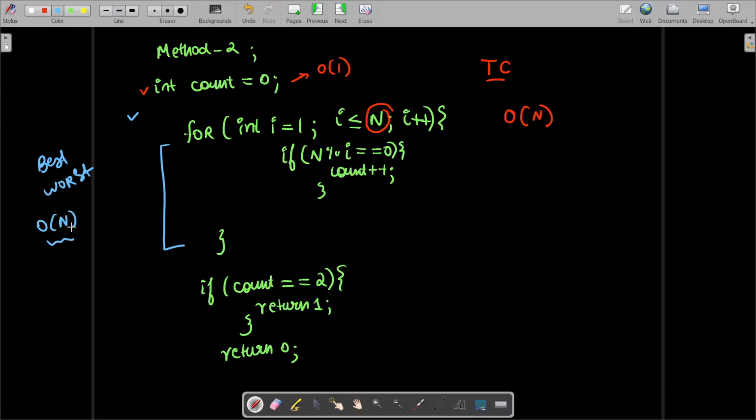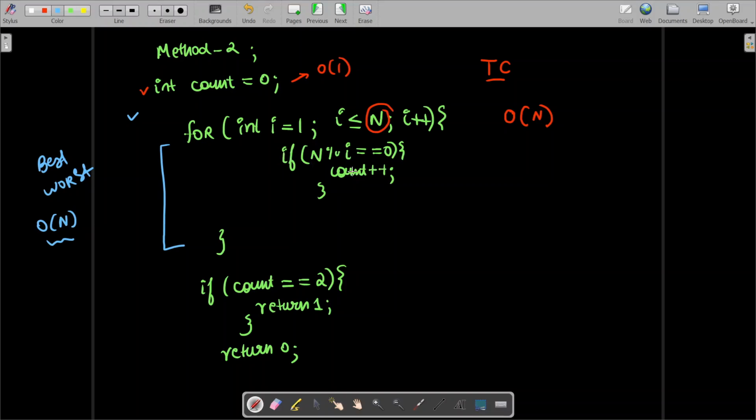Sorry, then the best case will be three, right? One, two, and three. The worst case will be five, because it'll go through the for loop, if, plus plus, and then it'll go through the if again. But if that doesn't work, then it will return.